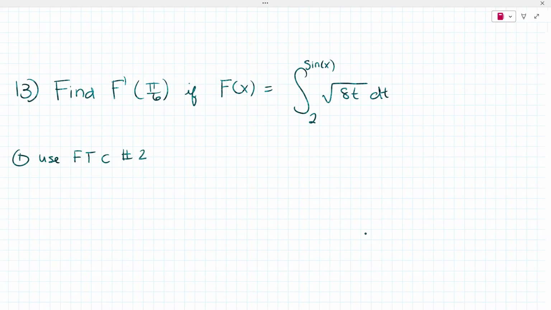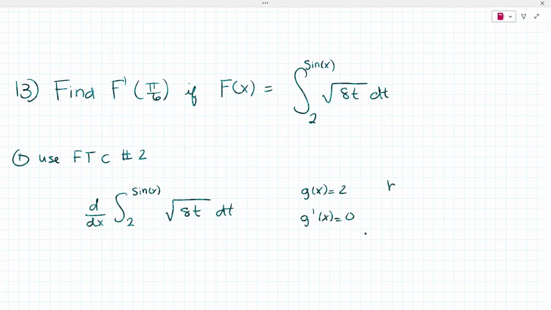So this would be d over dx of the integral from 2 to sin of x of square root of 8t dt. And what do I know? My g of x is my lower limit, so that's 2. G prime of x is 0. My h of x is sin of x. And then my h prime of x is, what's the derivative of sine of x? Cosine of x, right?